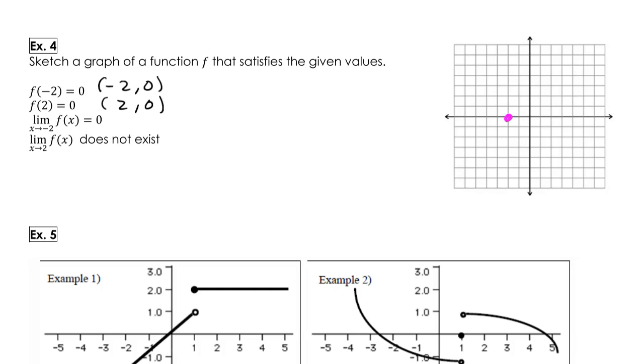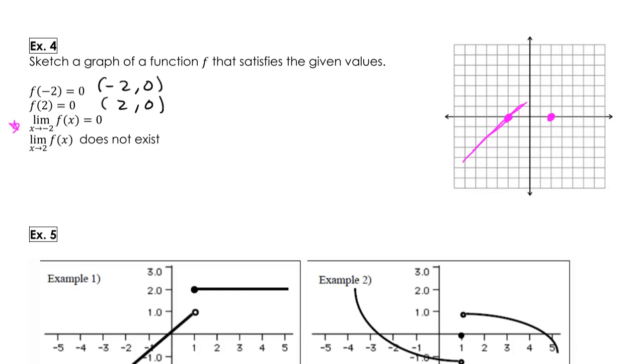So at -2, 0, we have a point, and at 2, 0, we have a point. Now they say the limit, this third piece, as x approaches -2 is 0. Here's -2. As we approach from the left and the right, we have to meet up at 0. So I'm just going to do this from the left and from the right. It really doesn't matter. I just want to show coming in from the left, we are here, and coming in from the right, we are here.